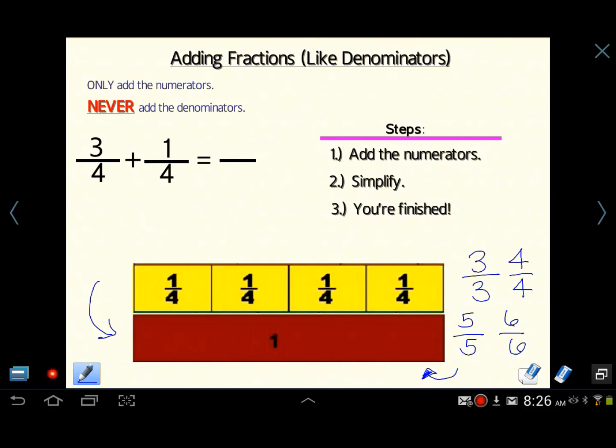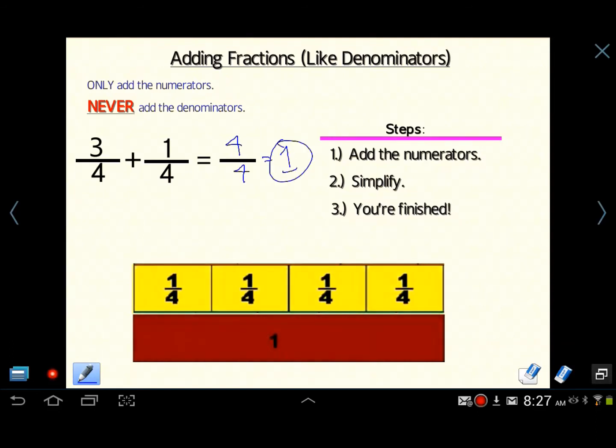Adding them, yes, that's simple. 3 plus 1 is 4. So yes, adding them is simple. 3/4 plus 1/4 is 4/4, which equals 1. No doubt about that. Be prepared to be able to model them. Modeling is important. Modeling shows that you understand really what's happening here.